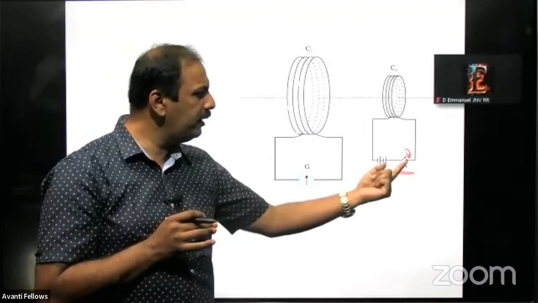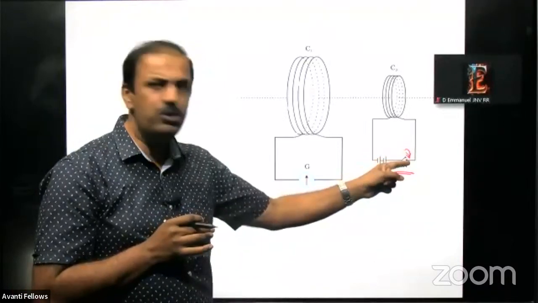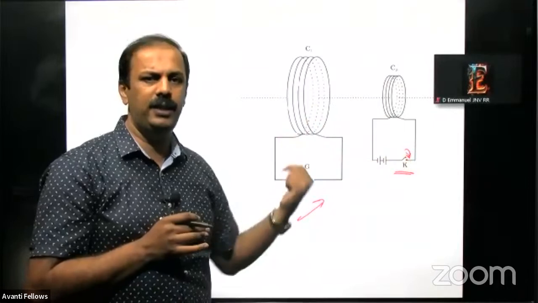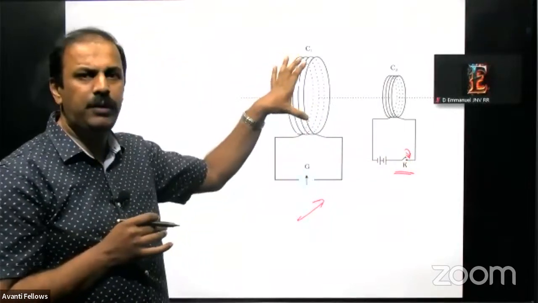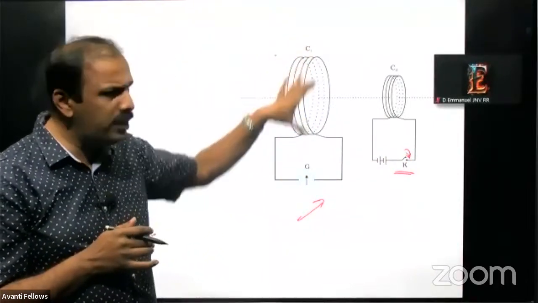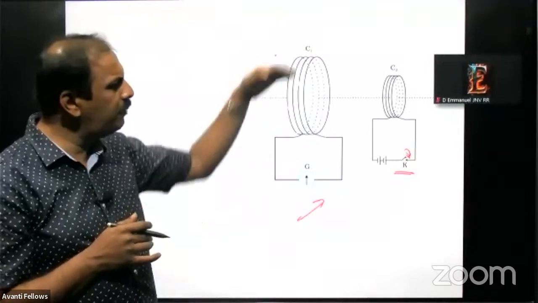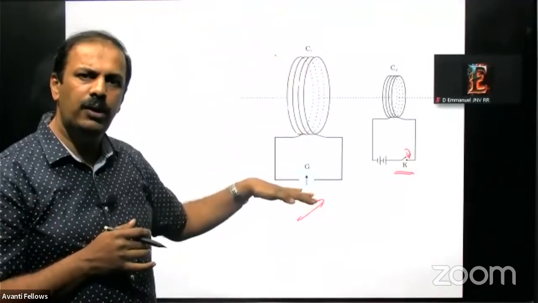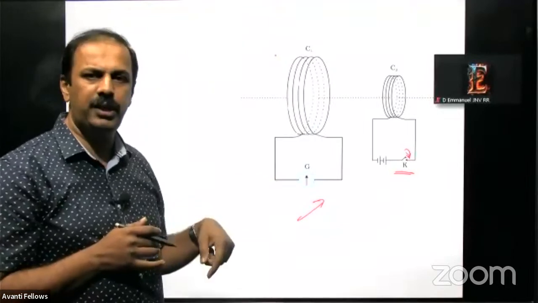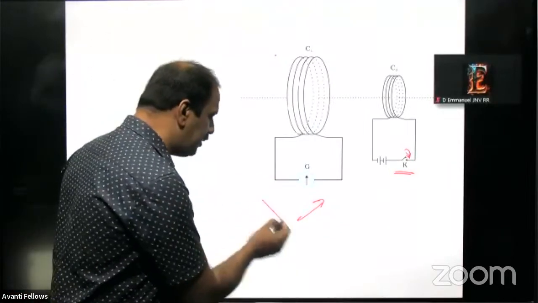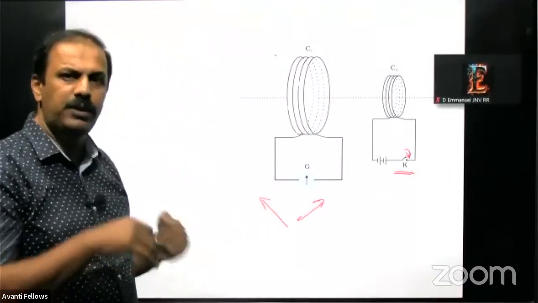Now, when you open the key, the magnetic field goes from the maximum towards 0. When it is coming from a maximum value to 0, then also it will show a deflection. But that time the deflection will be opposite. Why these things happen, we will discuss later.